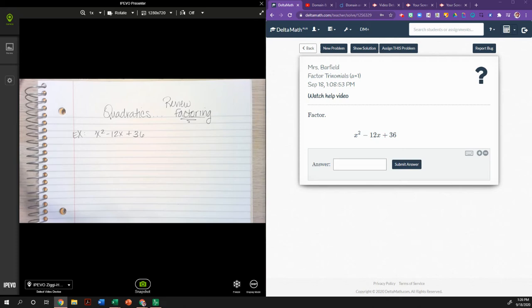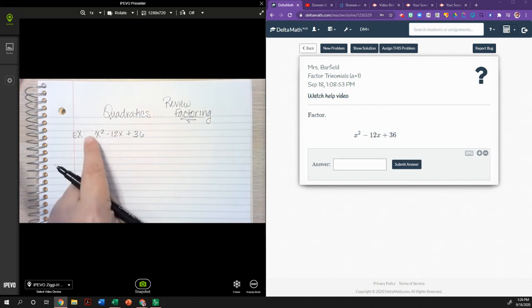Okay. All right. So I am looking at my first set of quadratic equations. So what makes it a quadratic is it has an x squared in it. The highest exponent is a 2, which tells me that the polynomial that I'm looking at is a quadratic. Okay. So I need to factor it.